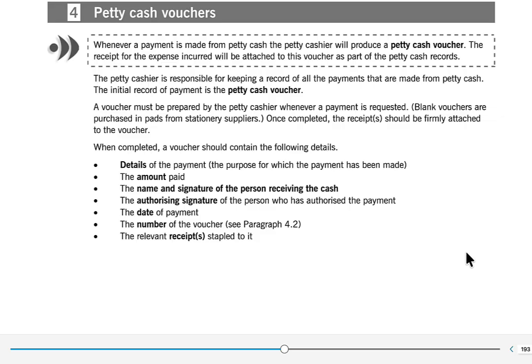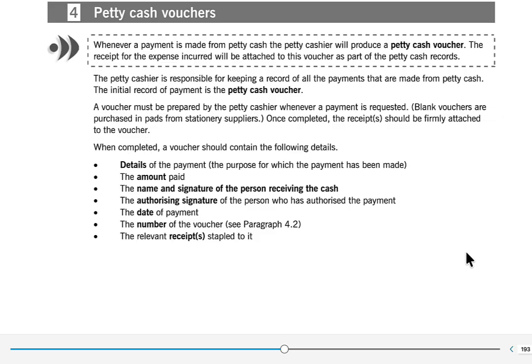How the voucher works in real life. Let us imagine a simple example. An employee needs petty cash to buy office stationery. The employee requests the money. The petty cashier prepares a petty cash voucher. The voucher states stationery as the purpose. The voucher states the amount. The employee signs the voucher when receiving the cash. The petty cashier signs to authorize the payment. The date is written on the voucher. The voucher is given the next number in the sequence.